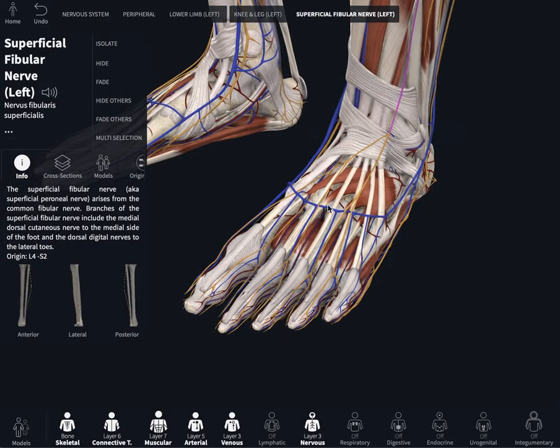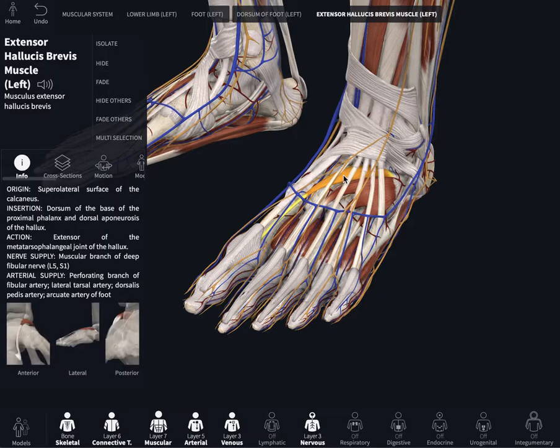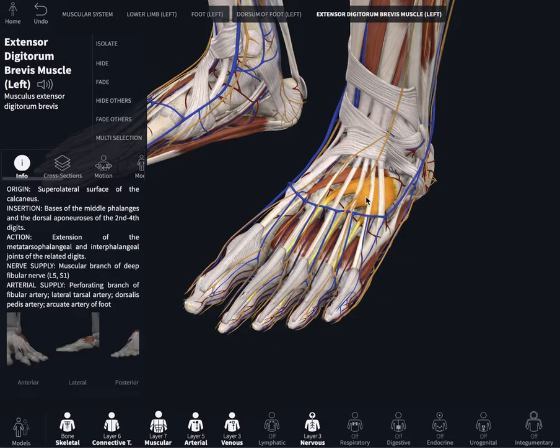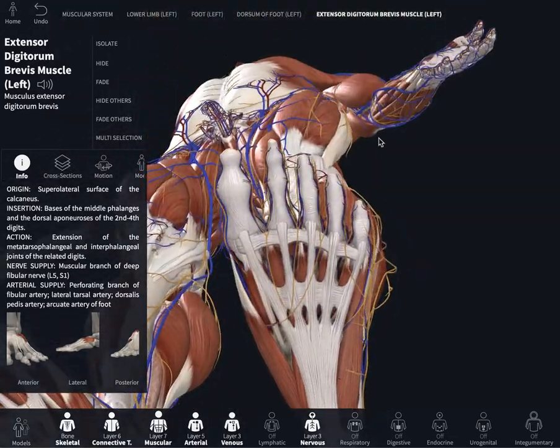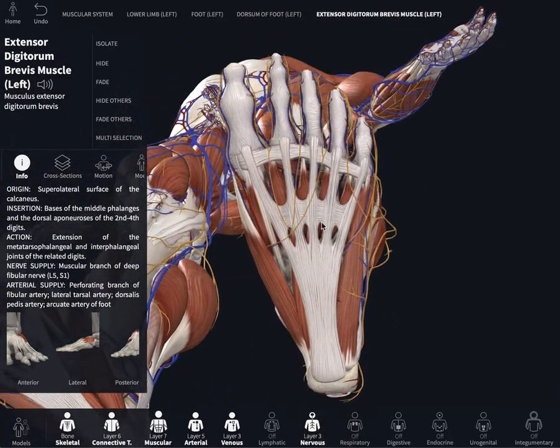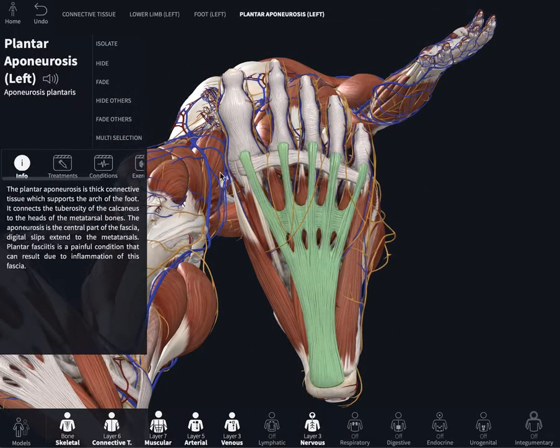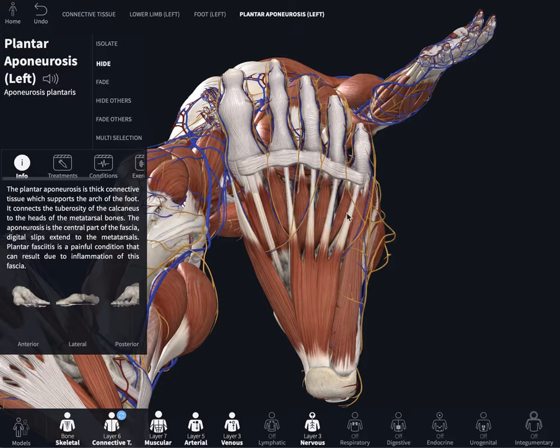Muscular-wise, really two muscles we need to talk about on the dorsum of the foot. We have here our extensor hallucis brevis, and then over here extensor digitorum brevis. On the bottom of the foot, we can see here we have the plantar aponeurosis or the plantar fascia. If we reflect that, we'll go through our four different layers of intrinsic muscles.